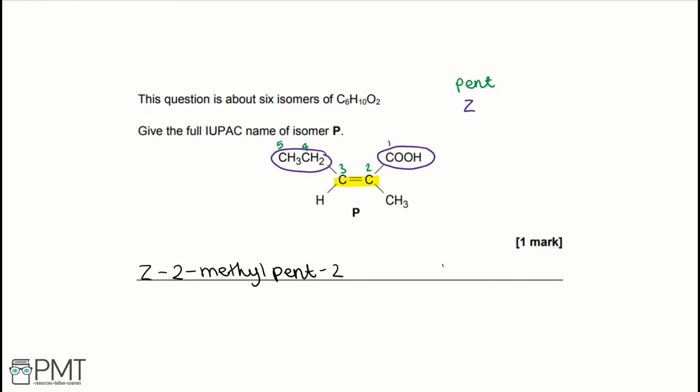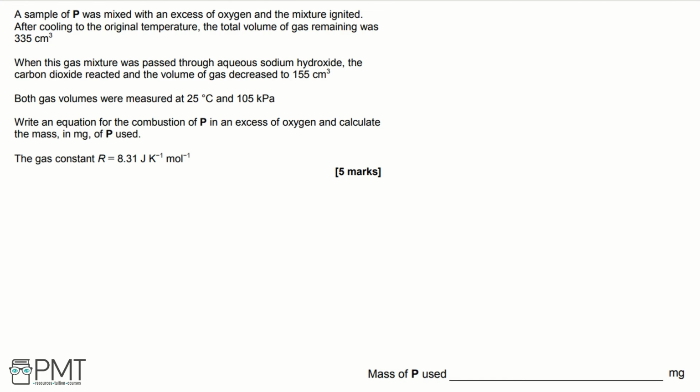So on carbon number 2, we have the alkene. So that's where the 2-ene comes from. And then we have 1-oic acid. And that's because we have the carboxylic acid group on carbon number 1. To get the mark for this question, you must have the full name correct. So Z-2-methylpent-2-en-1-oic acid.